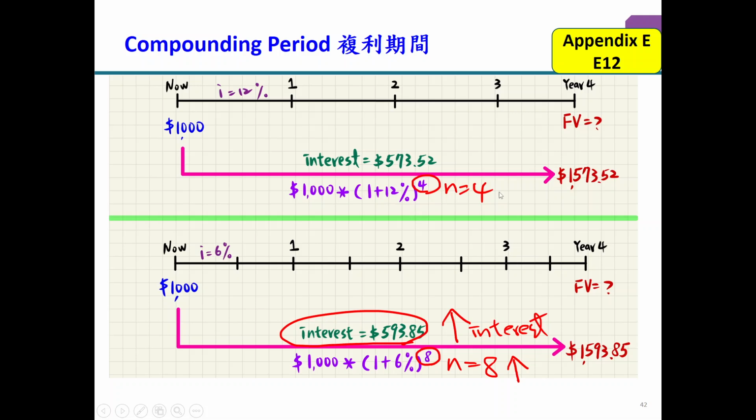So did you find out? Even though I invested same amount of money, but for case 2, because N is higher, means interest incurred more times, I got more interest. So in the end, I will get more money back. So my future value will be higher, okay? Any questions? No problem? Okay, so based on this, let's write.